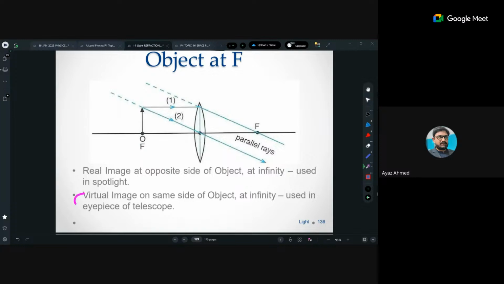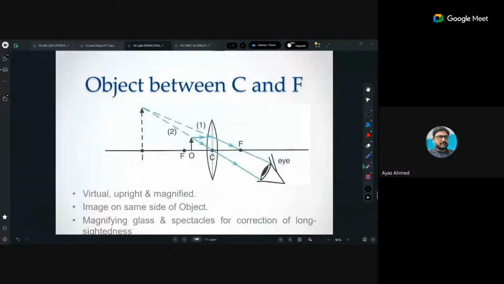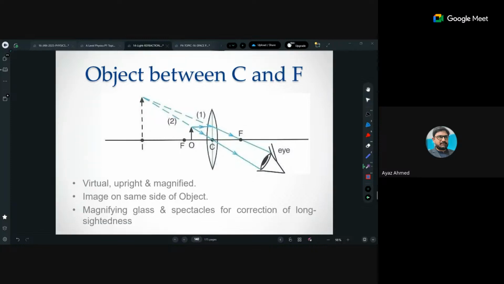And that is used in a virtual image on the same side, of the same size as the object, at infinity, using the eyepiece of a telescope. Not a big issue to recall all that. Then this is really important. When I use this word really, the application area is the magnifying lens, a magnifying glass. Camera, eyes, and magnifying glass are included in the syllabus.